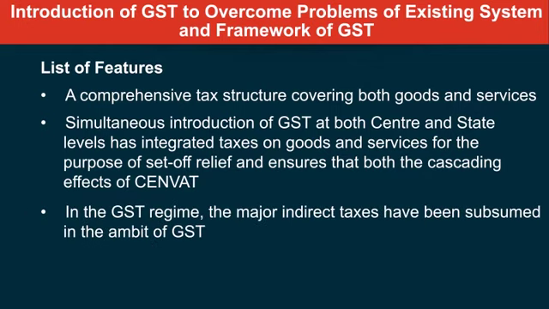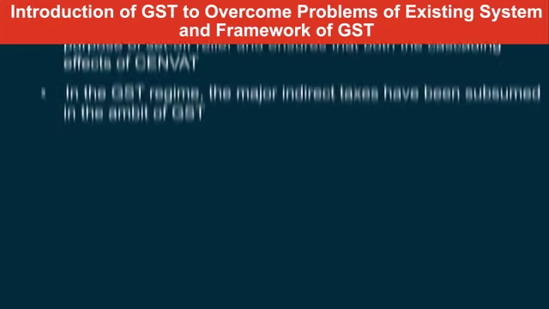In the GST regime, the major indirect taxes have been subsumed in the ambit of GST. There are a variety of indirect taxes which have been merged in GST. Earlier, the tax mechanism used to charge excise duty, service tax, VAT and CST. All these taxes have been merged and only one GST is made applicable.